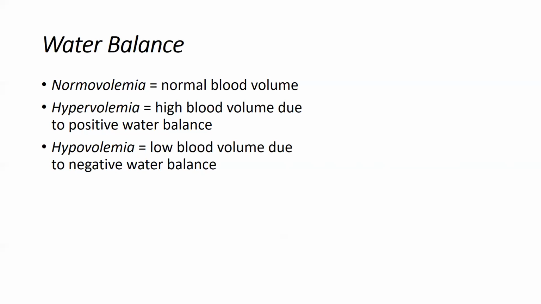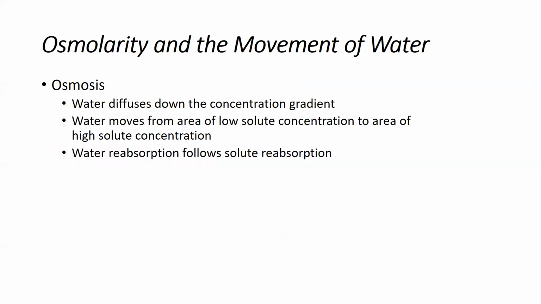So states of high blood volume would be your positive water balance states, like edema, etc. States of hypovolemia would be your low blood volume. This would be equated to your diarrheal states, dehydration, hemorrhaging, etc. And this is your negative water balance. So just bear this terminology in mind. You'll probably hear me mention some of these terms as we go along.